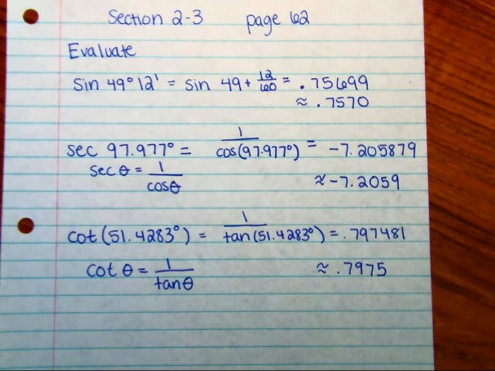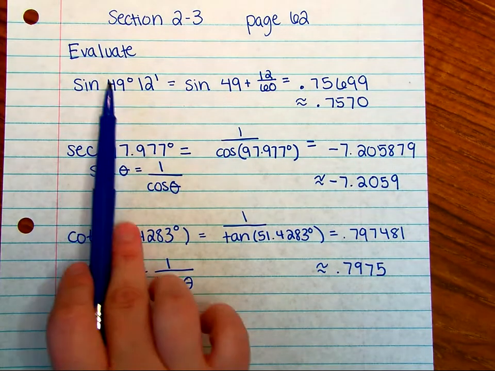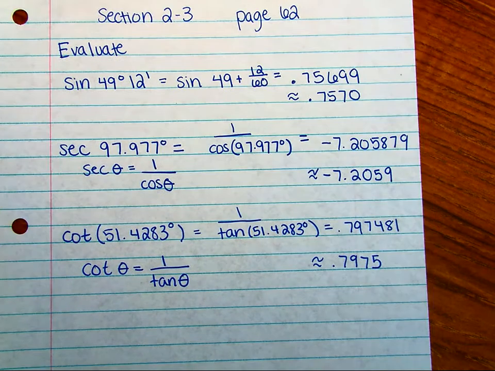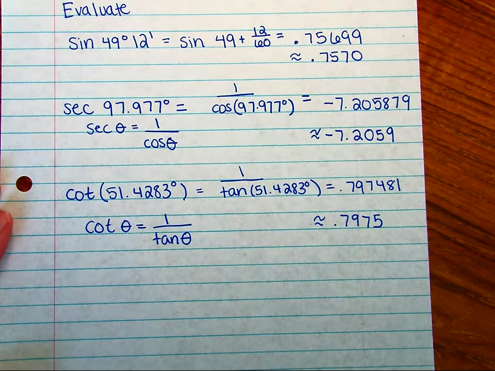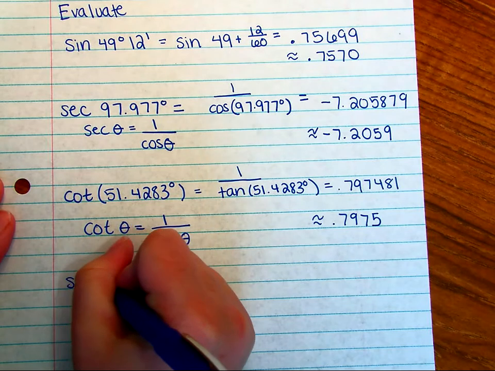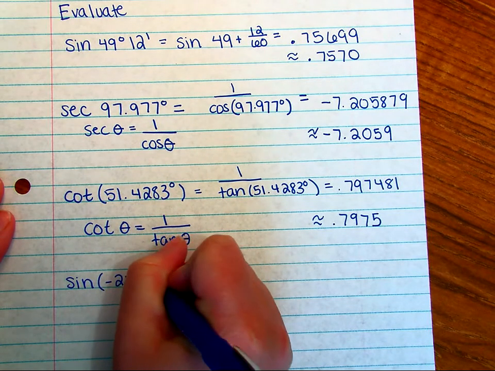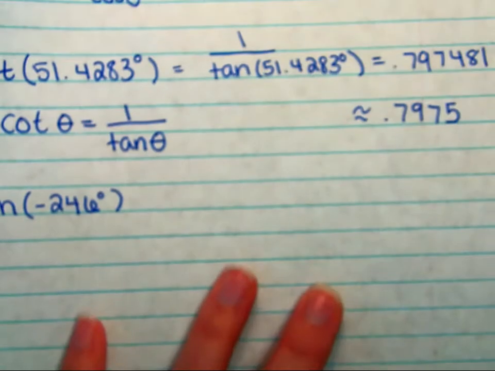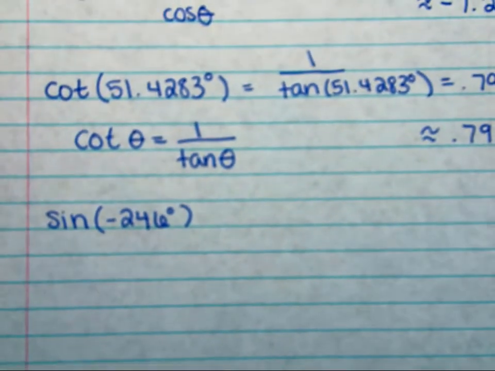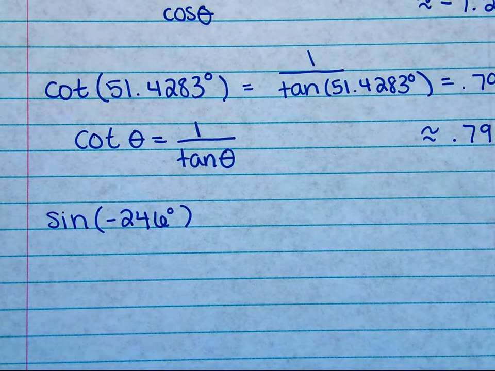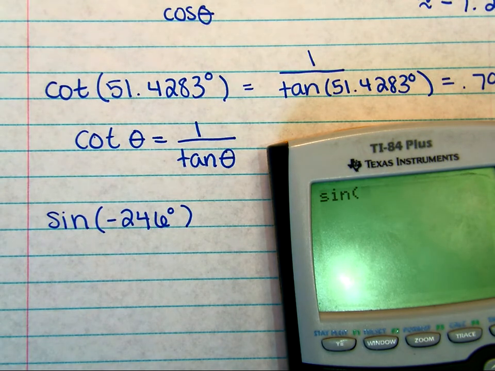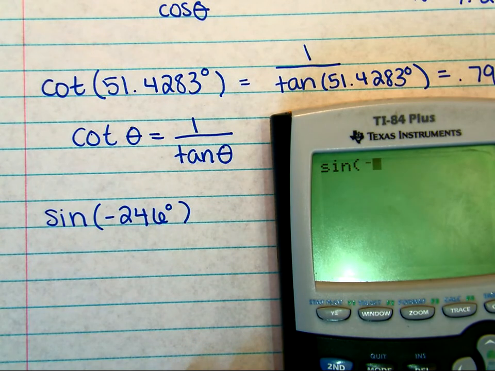So, all of those examples, you are evaluating. Notice we know the angle, and we are trying to find what's on the right-hand side of the equal sign. One more quick example. The nice thing about your calculator is it will find the sine of negative angles for you, and also angles greater than 360. So you don't have to worry about necessarily going and finding a reference angle or anything like that. It will do all of that work for you. So you would literally just type the sine of negative 246 degrees.